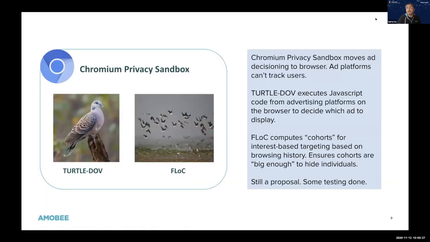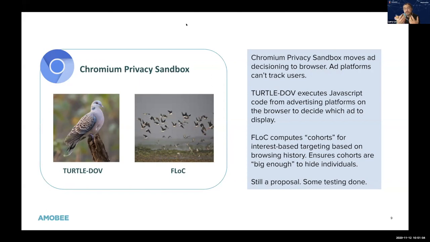Some of the replacements are already being discussed. Most famously, Google's Chromium project is proposing the Chromium Privacy Sandbox. In a nutshell, the Privacy Sandbox will add decisioning to browsers, so ad platforms can target users. There are a lot of different acronyms floating around. They seem to be clustered around birds, and nobody really knows why. There's TURTLEDOVE, which actually executes JavaScript code from advertising platforms in the browser, so a lot of people are taking exception to that.